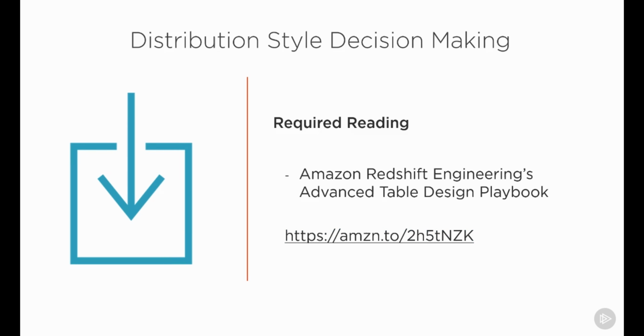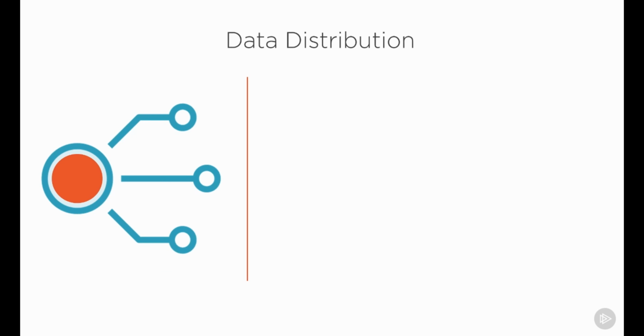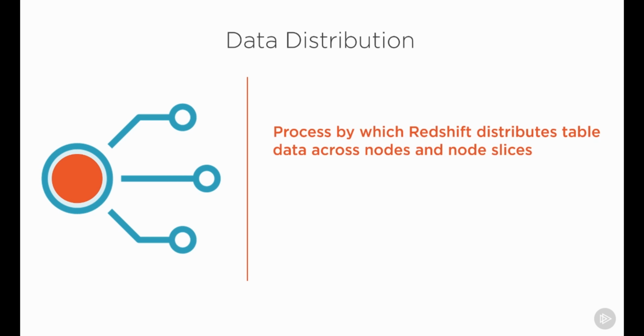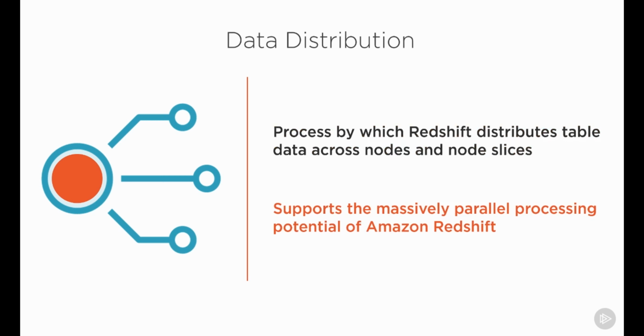So the purpose of data distribution. As your cluster is usually made up of many individual node slices, distribution is simply the process by which Redshift spreads data across each node, or node slice. The intent of distribution is to take advantage of the massively parallel potential of Redshift, divvy up that work across slices and their dedicated cores and storage.